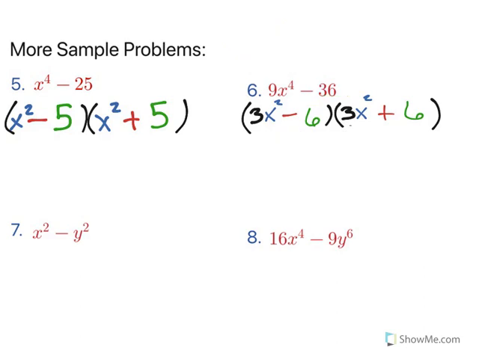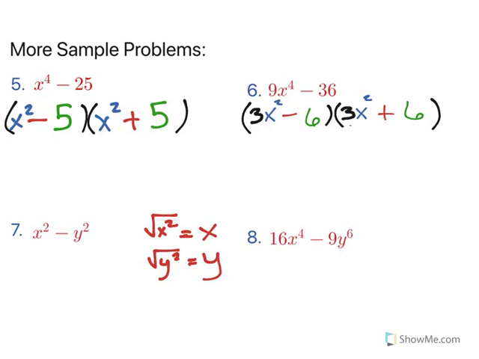On problem 7, we have two different variables. We have x and y, but it's no more complex than if we had numeric coefficients or different numbers. So we're going to think about it the exact same way as we would those. The square root of x squared is equal to x. The square root of y squared is equal to y.